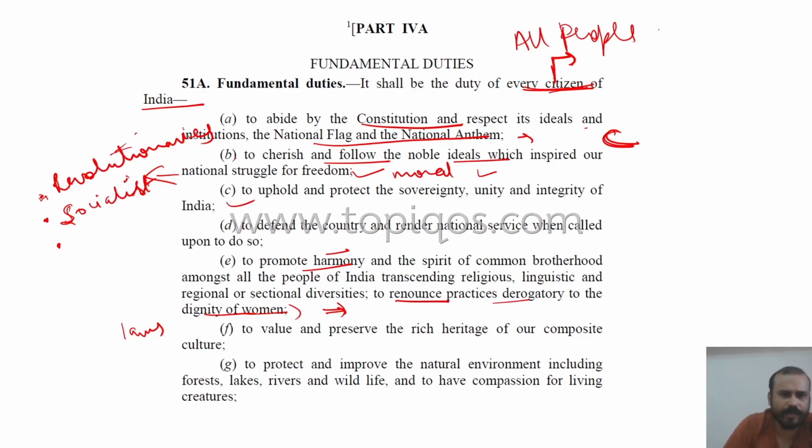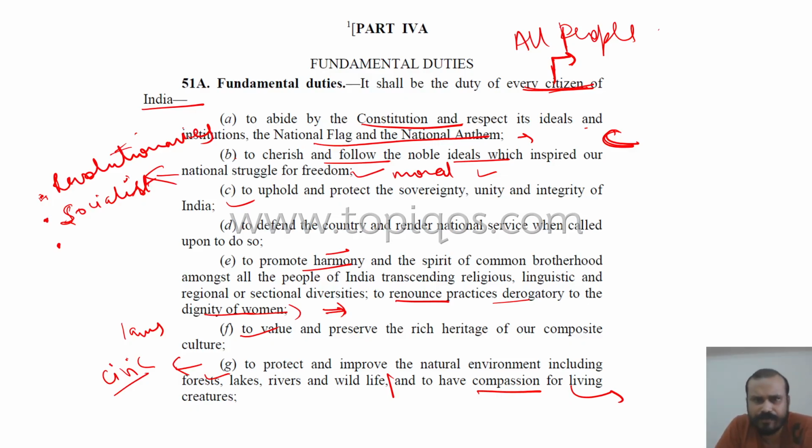Now we have duties F to H. To value and preserve the rich heritage of our composite culture. To protect and improve the natural environment, including forests, lakes, rivers, and wildlife, and to have compassion for living creatures. Up to this part it can be termed a civic duty. You can protect your environment. This duty is a bit specific.